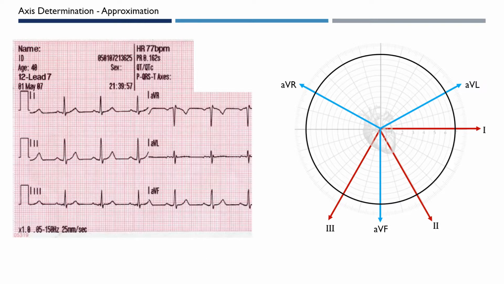A second helpful strategy for approximating the depolarization of the heart is to utilize the patterns of positive or negative deflections in every lead. It's easier to diagram this than it is to explain it in words, so let's do an example. In the following example, we're going to look at lead 1 and lead 3. If we look at lead 1, there is a positive depolarization in lead 1, which tells us that anything within 90 degrees of lead 1 is where our electrical axis is moving.